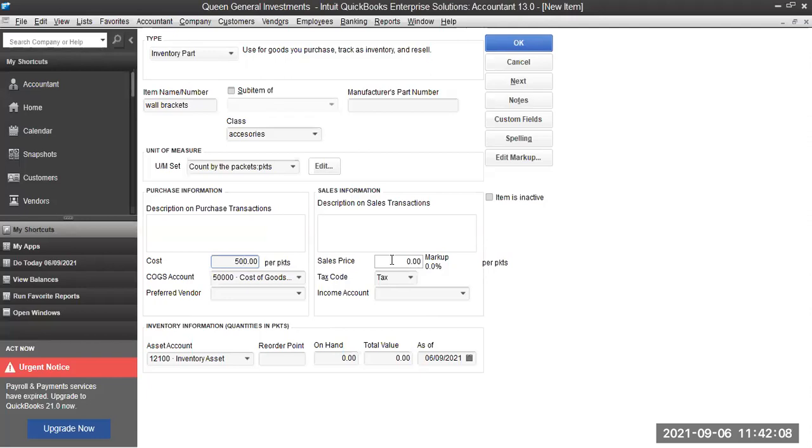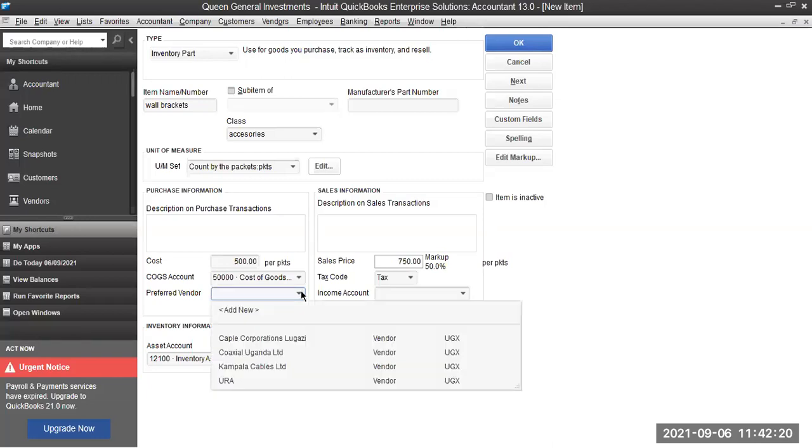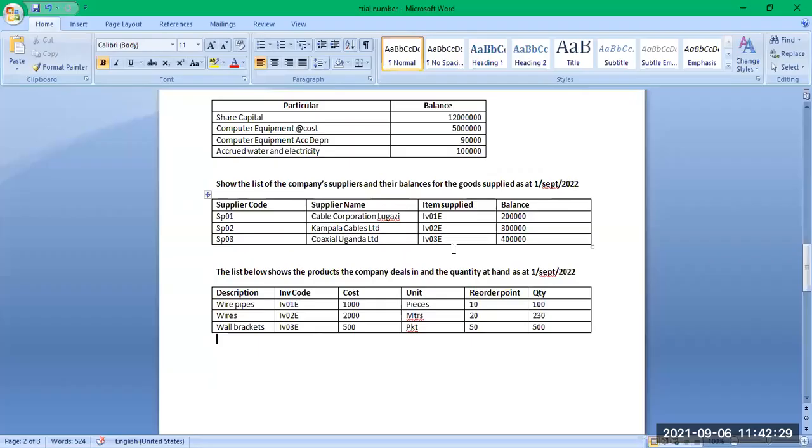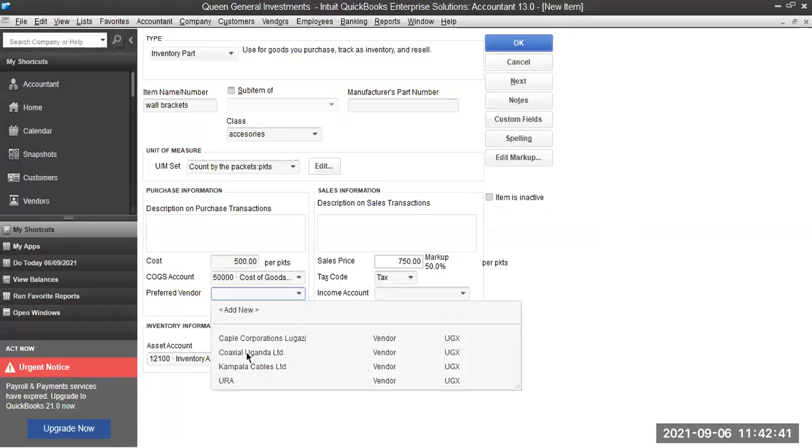Then the selling price will be set automatically by the markup. The preferred vendor, the item code was IV03E. Who falls under that code? According to the vendor list, IV03E is Coastal Uganda Limited. That means our preferred vendor is Coastal.